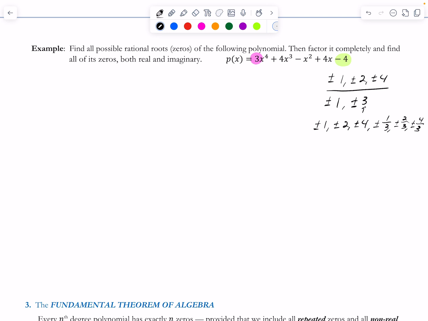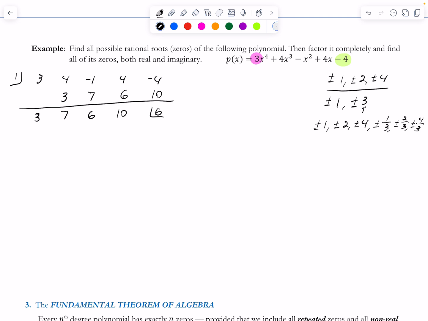So I'm going to start with 1. So put 1 in the corner. We're going to use synthetic substitution, which when we find one, essentially is going to turn into synthetic division. So write down the coefficients, 3, 4, -1, 4, and -4. Remember, I'm hoping that I get 0 at the end. So 3 times 1 is 3. Add, you get 7. Multiply times 1, you get 7, add, that's 6. Multiply times 1, you get 6. That's 10. And we do not get 0.